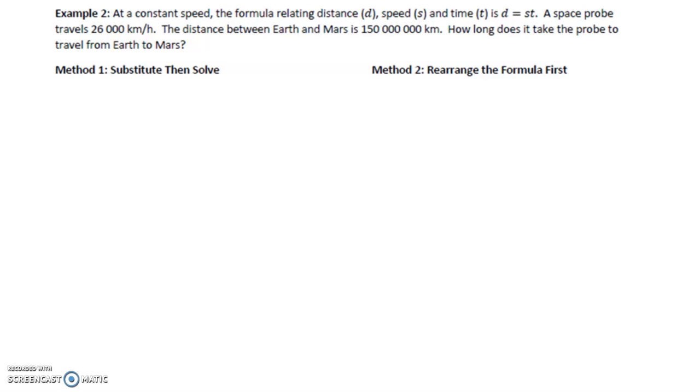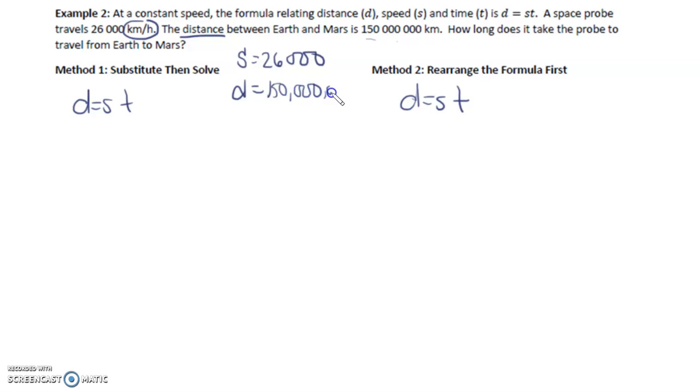Okay, example 2. At a constant speed, the formula relating distance, speed, and time is d equals st. So a space probe travels 26,000 kilometers per hour. As soon as I see kilometers per hour, I'm thinking that this is the speed. So speed equals 26,000. Okay, the distance between Earth and Mars is 150 million kilometers. So 150,000,000. Okay, and that's the distance. How long does it take the probe to travel from Earth to Mars?